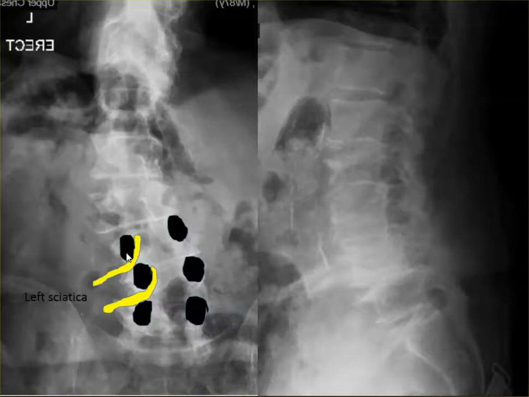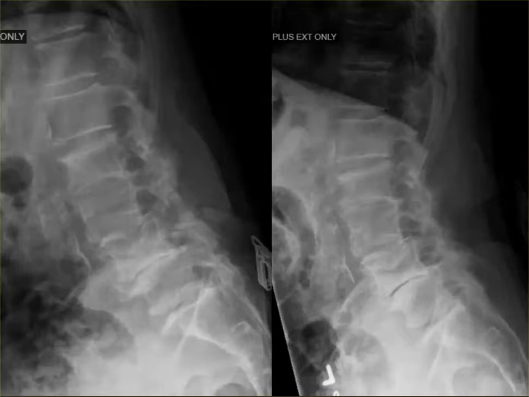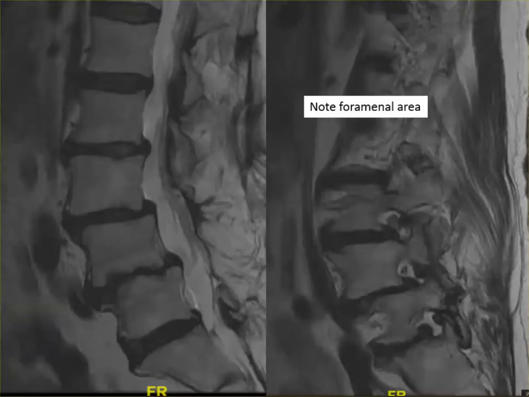Good morning. So flexion extension views, no real worsening of the spondylolisthesis. Okay, what do you see on the MRI, Aaron?